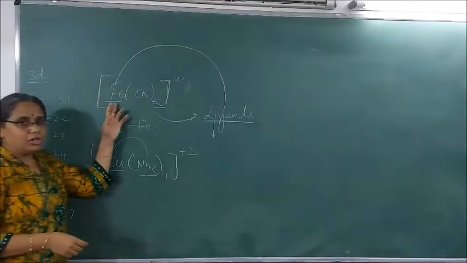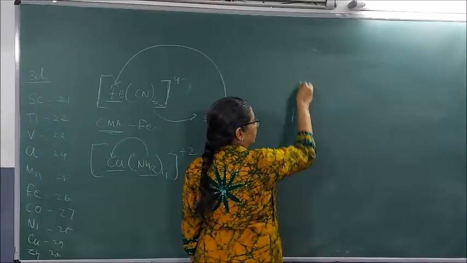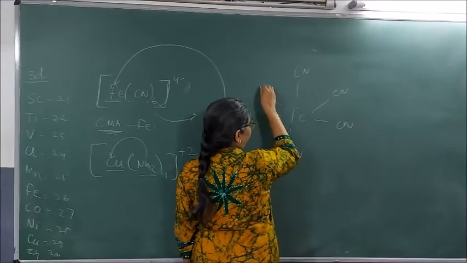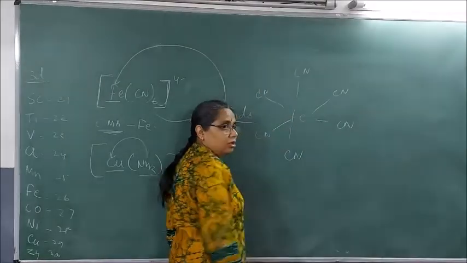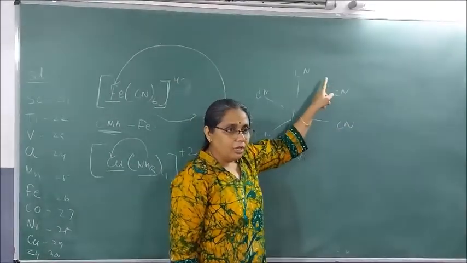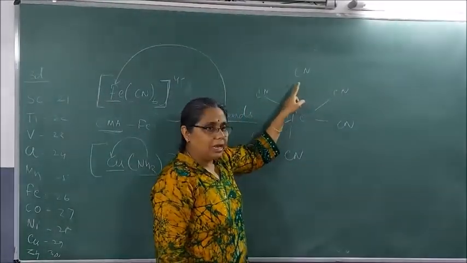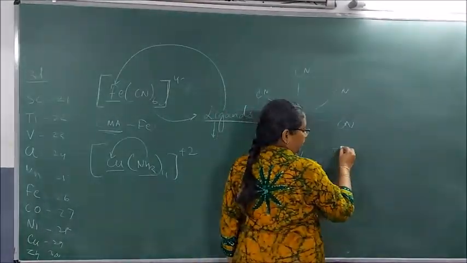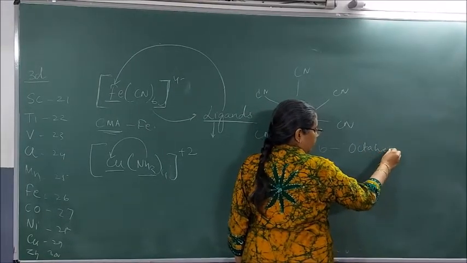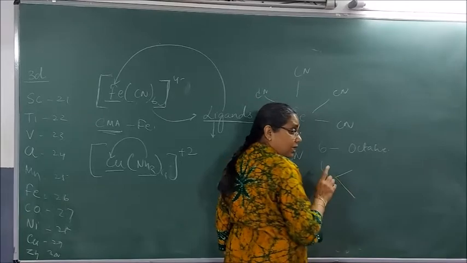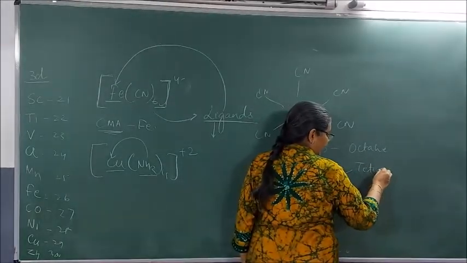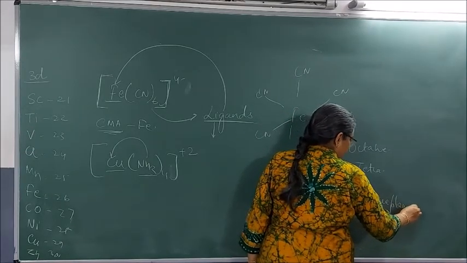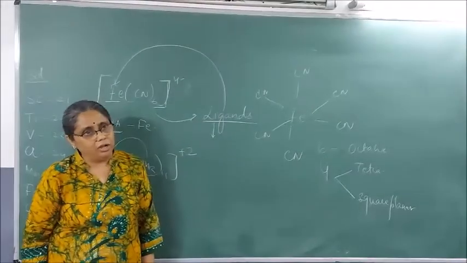Same logic. Around Fe, how many CN are present? 6 CN: 1, 2, 3, 4, 5, 6. So the fixed number of donor atoms surrounding the central metal atom or ion is its coordination number. If the coordination number is 6, what complex? Octahedral complex. If the coordination number is 4, it can be of two types, either tetrahedral or square planar. I'll teach how and why.